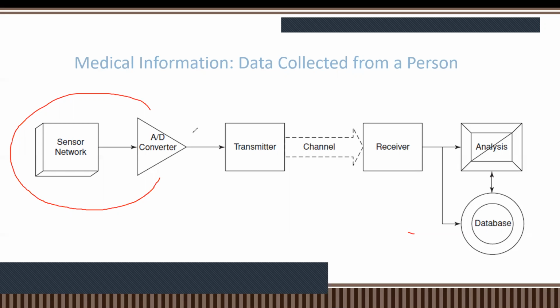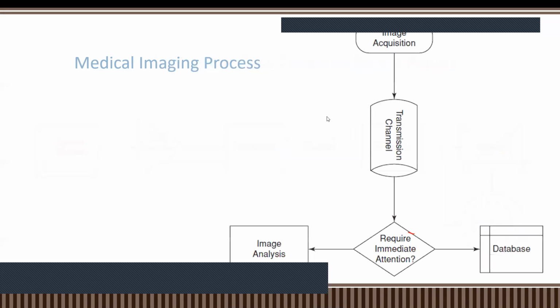So in that type, the AD module, analog to digital conversion, separately is not required. So then after transmission, we have the data which primarily goes through storage and also goes through some analysis procedure to generate the reports. So this is how the data is gathered usually.